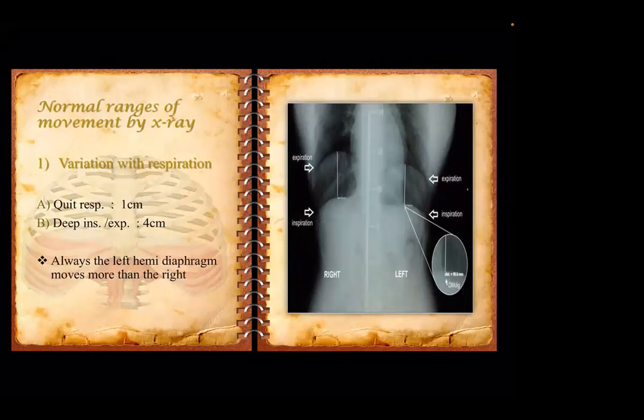Normal range of movement by x-ray varies with respiration. Quiet respiration is 1 cm. Deep inspiration to expiration is 4 cm. Always the left hemidiaphragm moves more than the right.